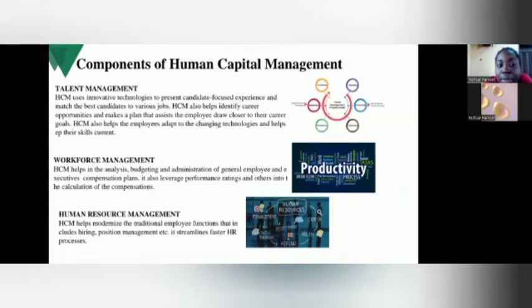Components of human capital management. One, talent management. For an enterprise to stay competitive, it has to adapt to fast-changing markets. Therefore, human capital management aided by information systems helps develop and train talents and helps them adapt to changing technologies and keep their skills current to the current markets. It also helps employees identify their career opportunities and draws them closer to their career goals.